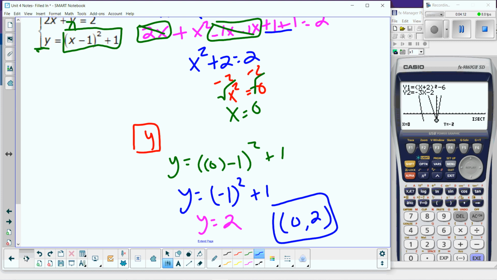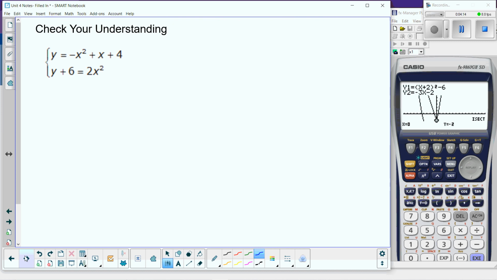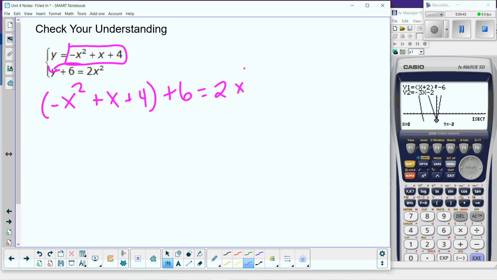So let's try this one. What are we going to replace y with? Good, we're going to replace y with that because it's already solved for y. So parentheses, x squared plus x plus 4, plus 6 equals 2x squared. Okay.